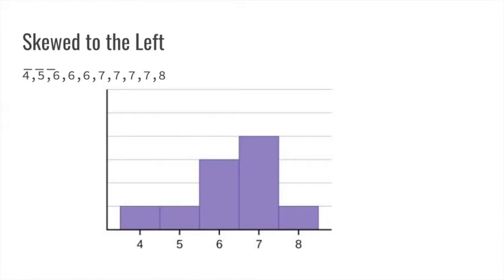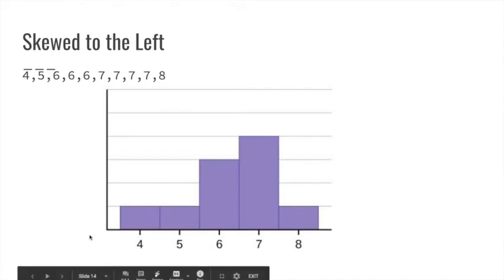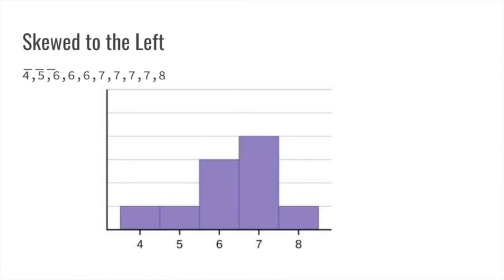Here, data is skewed to the left. So if you just trace out the shape of this graph, we see that it peaks further to the right, and the longer tail is on the left-hand side. And remember, we name it according to the side that has the longer tail. So this is left skewed. In this skewed left distribution, the mean is left of the median. It's less than the median.